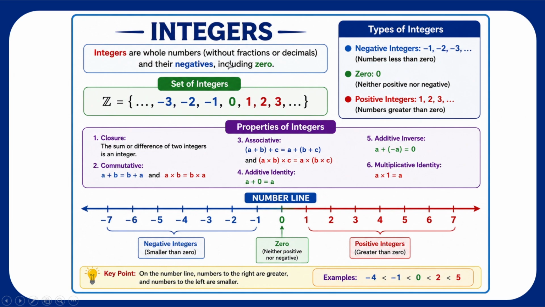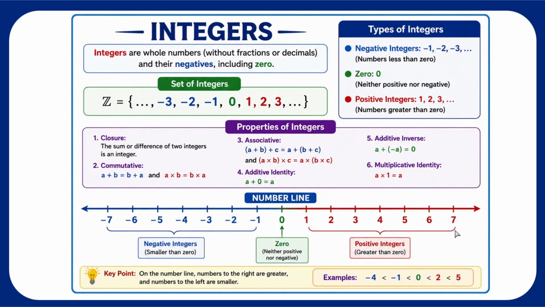Integers are whole numbers without fractions or decimals, and then negatives, also including 0. Negative numbers are numbers lesser than 0. 0 is neither positive nor negative, and positive integers are the values which are greater than 0. Hence, you can see on a number line, 0 is in the middle, and to the right we have positive integers, and as you move towards the right, the values increase. Towards the left, we have the negative integers, and as you move towards the left, the values decrease.